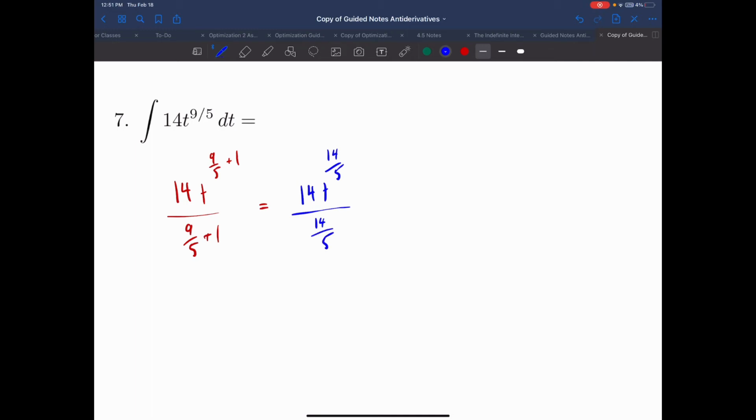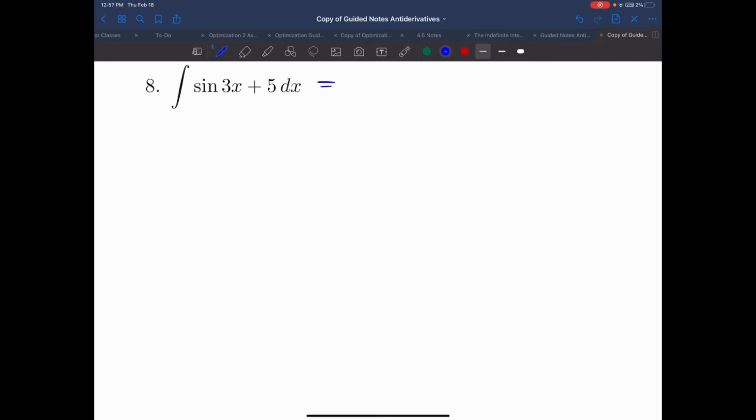So if I have 14 divided by the fraction 14 over 5, it's multiplied by 5/14, the numerator would be. So this is just going to be 5t to the 14 over 5 plus c. And really, again, I made a mistake. I need to add a c in here because as soon as I take that antiderivative, I need that c value. So I'd have a plus c right here as well. And so, since we don't have an initial value or anything, this would be the antiderivative.